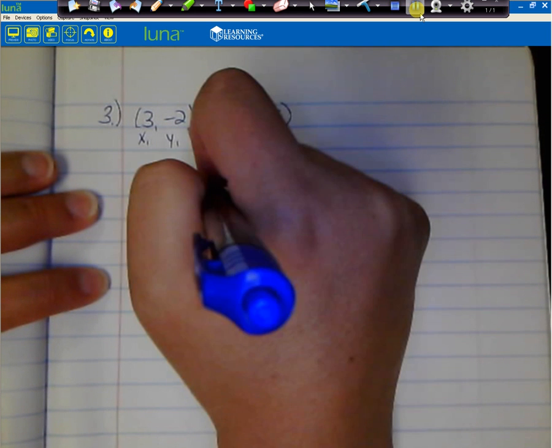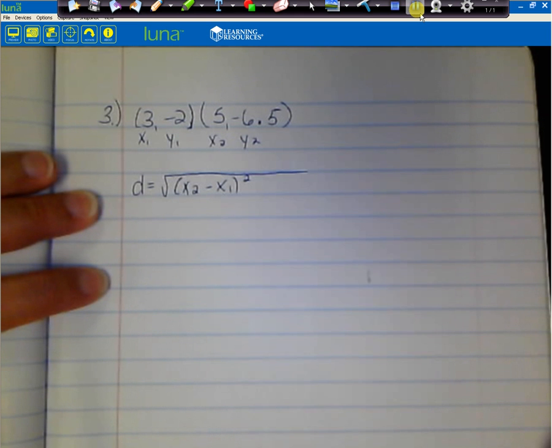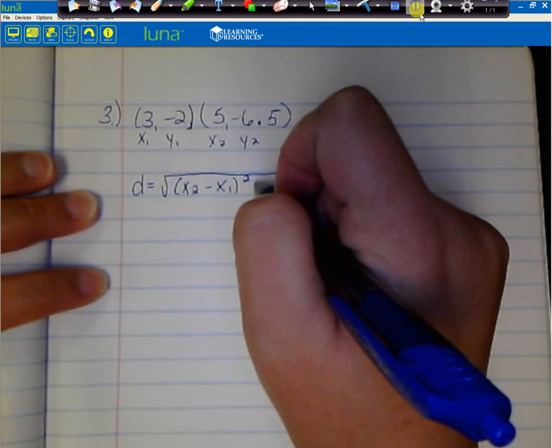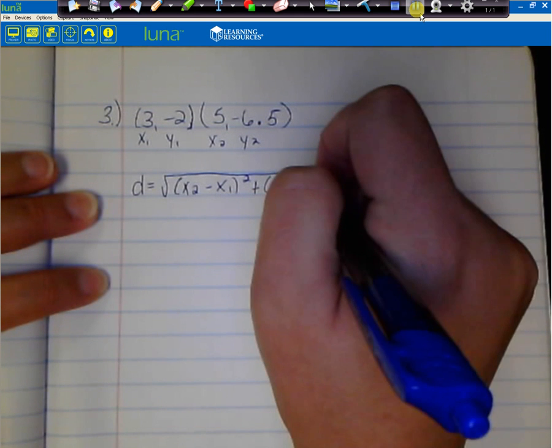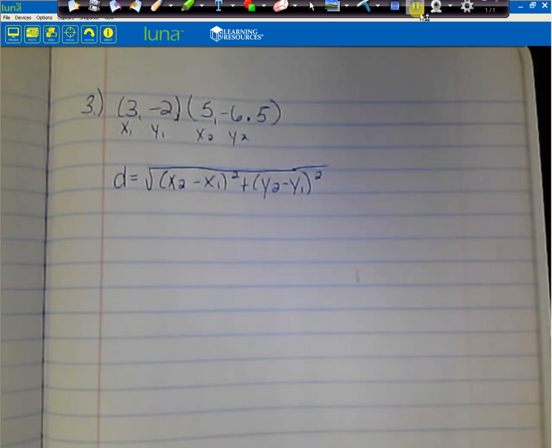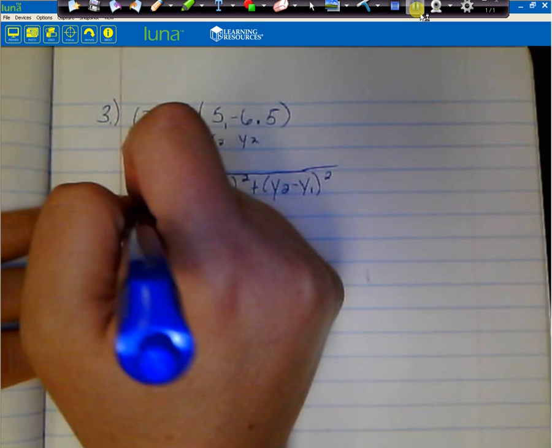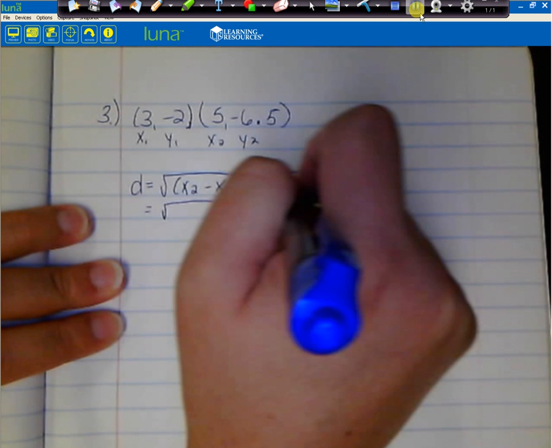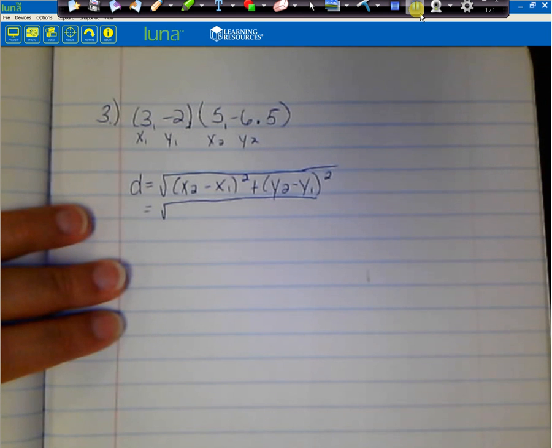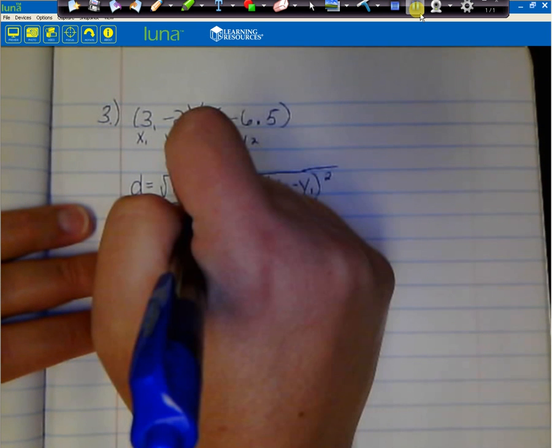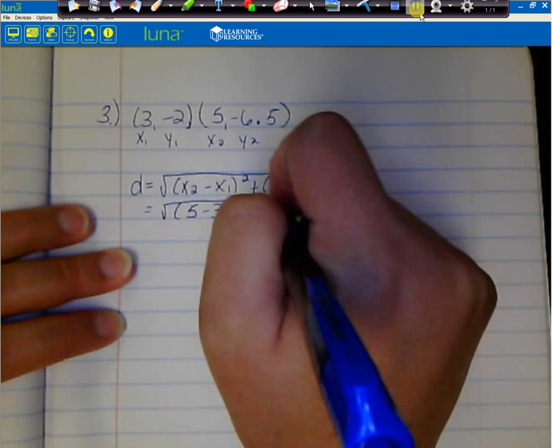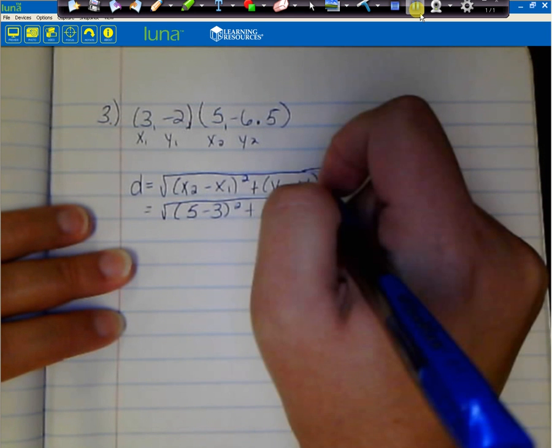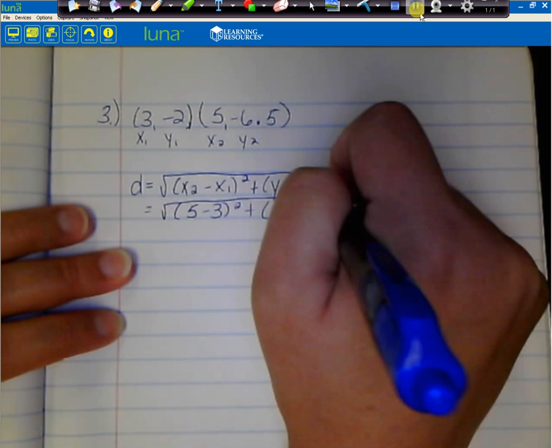Square root of x2 minus x1 squared plus y2 minus y1 squared. There's the distance formula. It's a little bit more complicated than the midpoint formula, but we're going to take it step by step. So I'm going to do my square root, and I'm going to start plugging my points in. So it's going to be 5 minus 3 squared plus negative 6.5 minus a negative 2 squared.